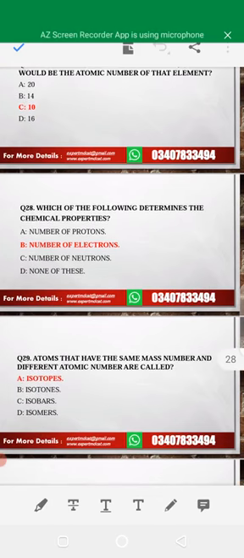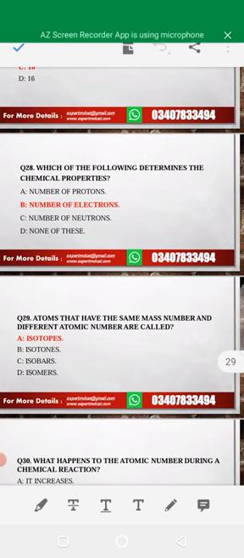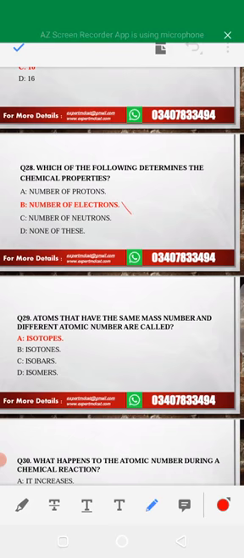Question number 28. Which of the following determines the chemical properties? Chemical properties means how the valence electrons are shared and traded with valence electrons of other atoms to create new elements. So definitely it affects the chemical properties. What affects the chemical properties is the number of electrons in the valence shell, which are shared and traded with the other atoms to form new compounds, to form new molecules. So option B would be the correct answer, number of electrons.